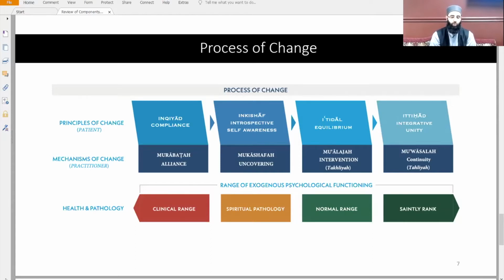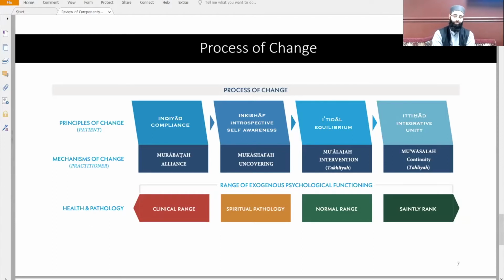So let's start on the top with the principles of change in the patient. We're looking at the patient experience: what are we hoping to facilitate in the patient? And on the bottom, we have the mechanisms of change, which is what the practitioner is doing in order to facilitate that change in the patient.